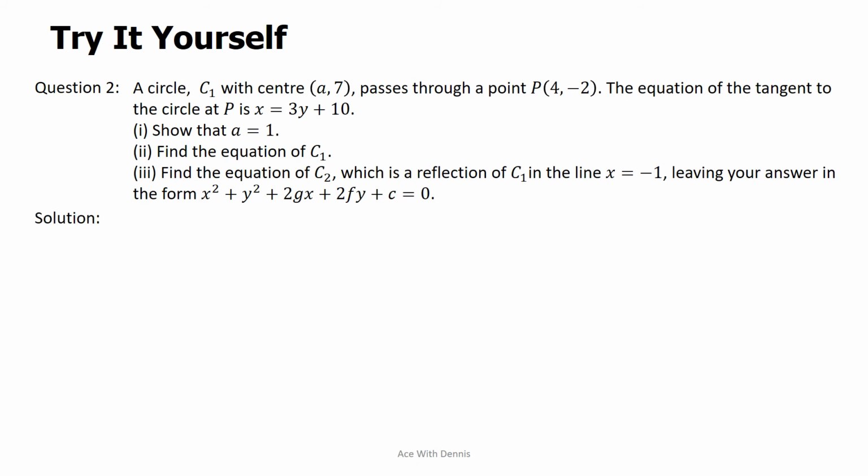Here is the solution. Number 1, we want to find the gradient of the normal, which is the gradient of the line which joins the center and the point P. Therefore, the gradient will be m2 equals 7 minus negative 2 over a minus 4. And we get m2 equals 9 over a minus 4.